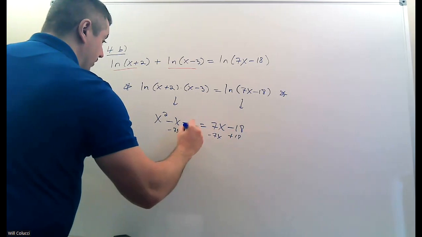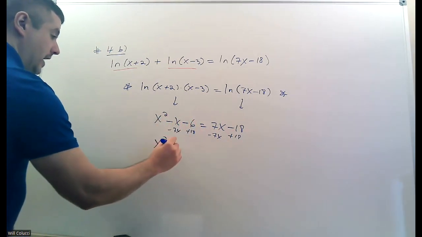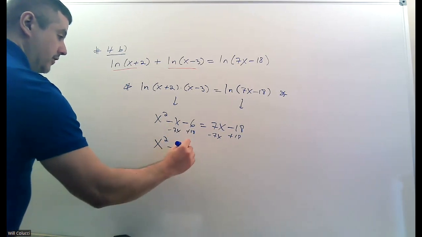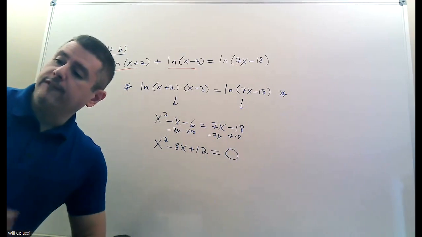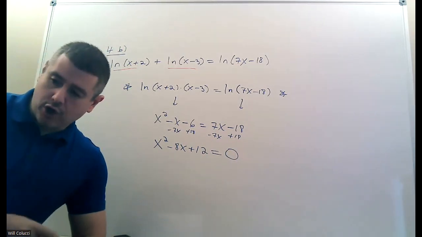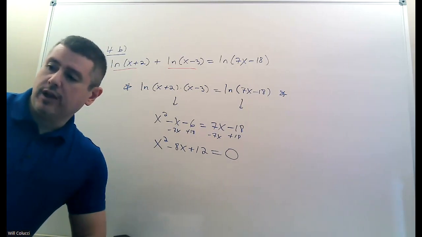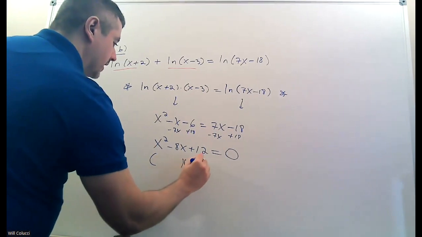Be very careful with the signs, because if you screw this up, you've got a big problem. Here you get negative 8x. 18 minus 6 is 12. Equals 0. Don't forget the equals 0, because if I write it for you, then I will charge you a point. Okay, so you'll never know because you'll never see your finals. So got to factor it.